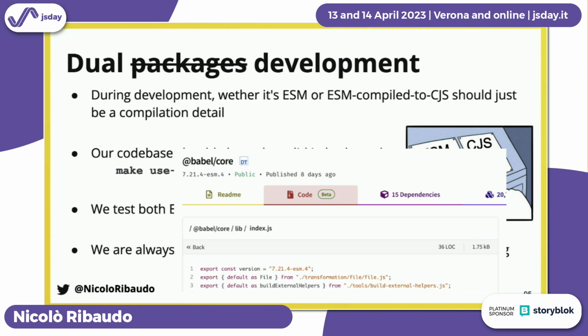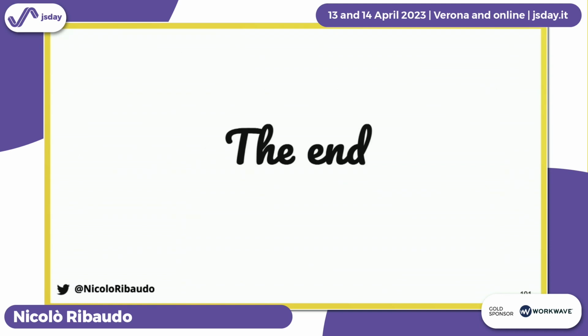It's marked as -esm.4, it was just a test release. The main code will be published in Babel 8. But this was satisfying. It took us 2 years to get there, and we are finally at the final point. And that's the end.